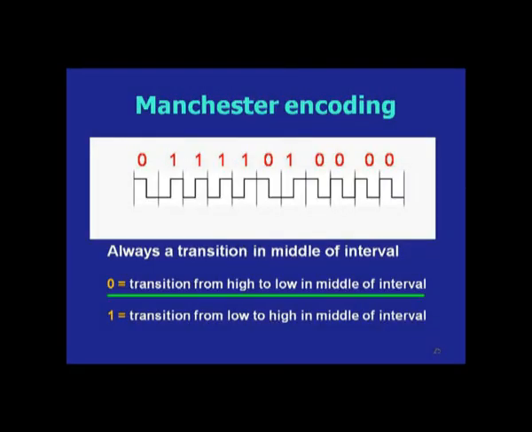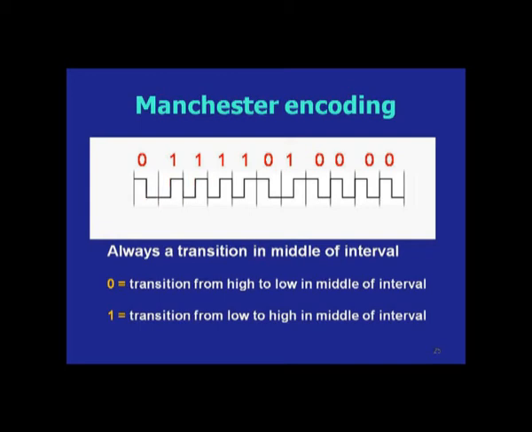So that is, a 0 is a transition from high to low in the middle of the interval, and 1 is a transition from low to high in the middle of the interval. So look at this particular sequence of bits that you have. I have a 0 being transmitted, so I have a transition like this. It's high followed by a low. Then I have a 1, so I have a low followed by a high.